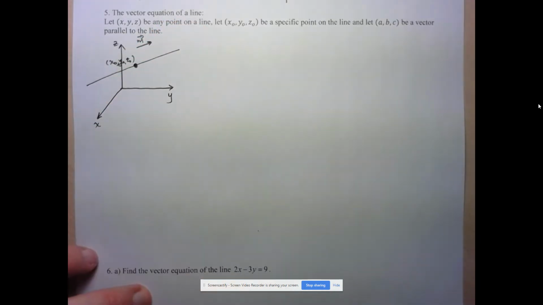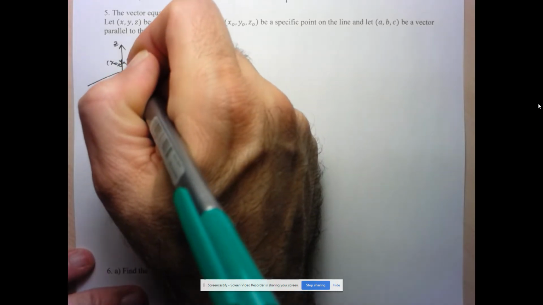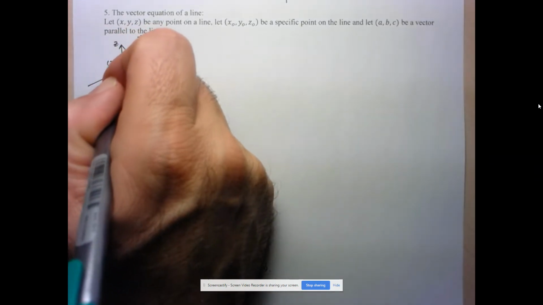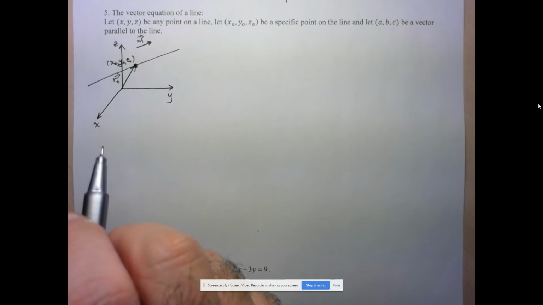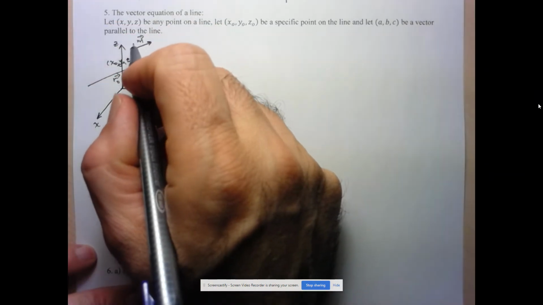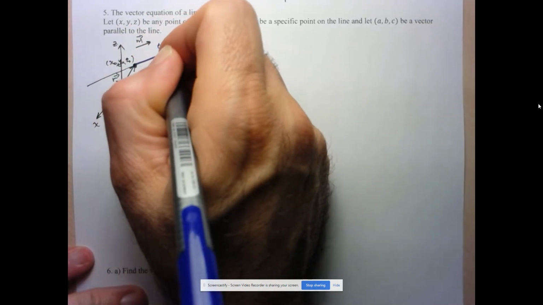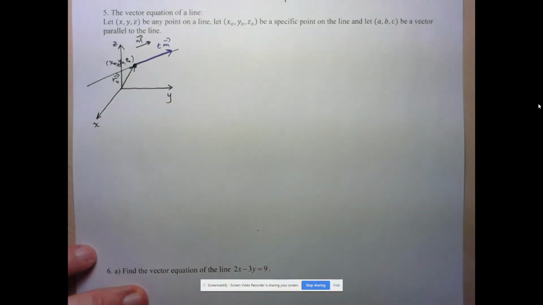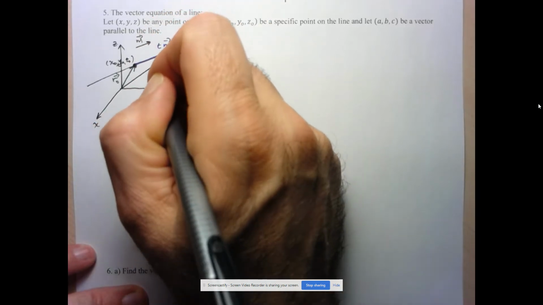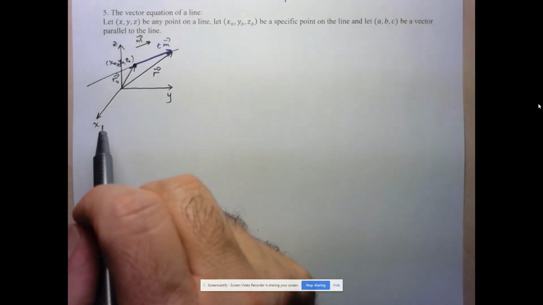In particular, we're going to look at the vector going from the origin to that point, x naught, y naught, z naught. So this is going to be our r naught vector. And by taking that r naught vector and adding to it some multiple times our direction vector, we get to any point on this line. So this represents our vector r, the vector from the origin to any point on this line.